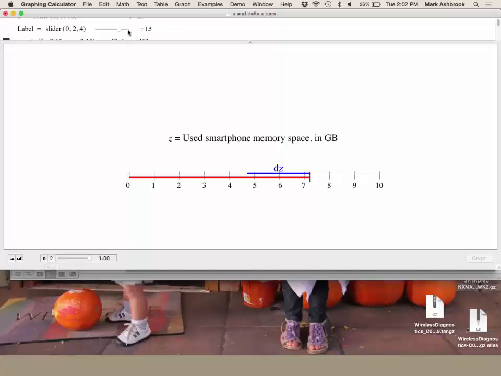So show them both. So does the value of z, the value of dz, and how they're represented here make sense? Does that visually make sense to you? Z being how much space is used, total space. dz is being some amount of change in that amount of space used. Okay, look at your sheet.